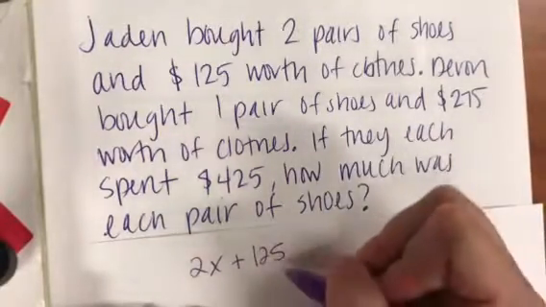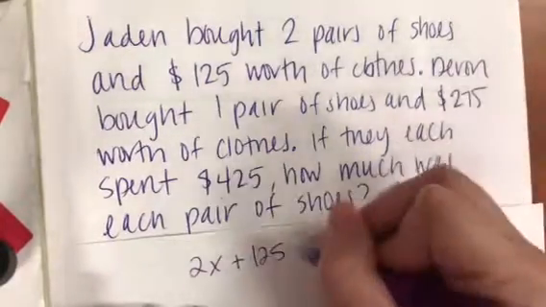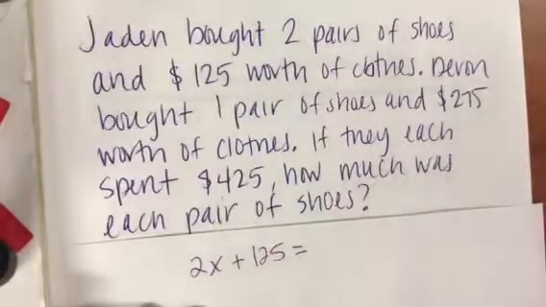So 2x plus 125 is Jaden. And we know that they're spending the same amount. So what can I use to separate this equation? An equal sign? Yeah, because it's the same thing.